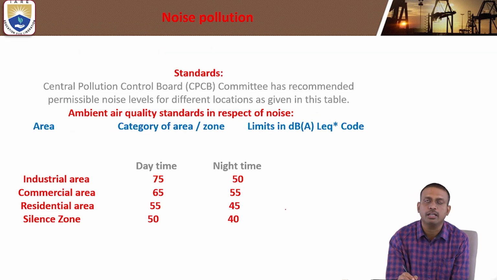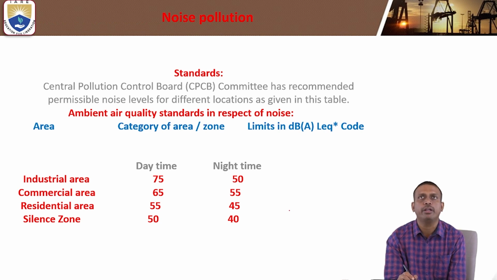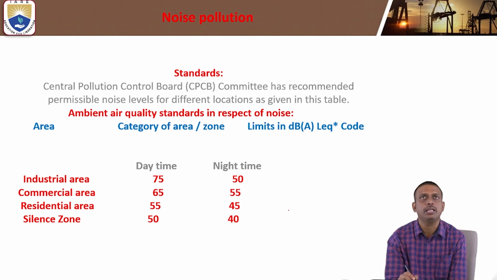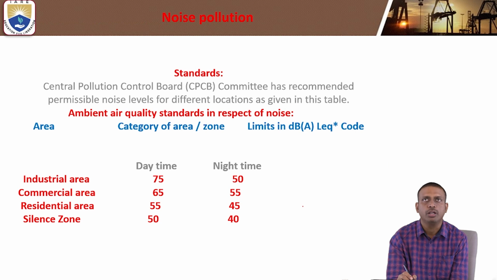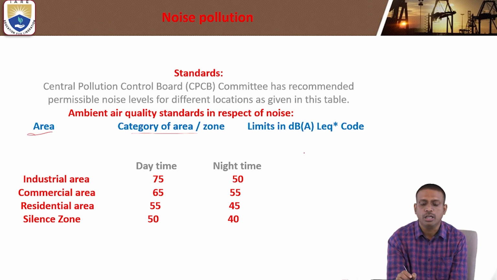Now the standards. The Central Pollution Control Board committee has recommended permissible noise levels for different locations, as given in this table, the ambient air quality standards in respect of noise. The area category or zone and the limits in decibels are given.